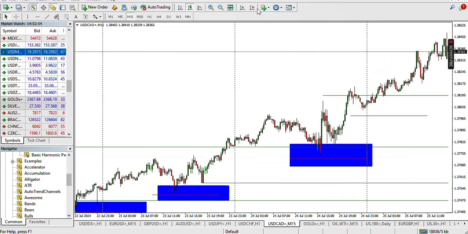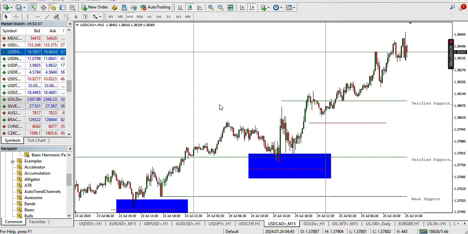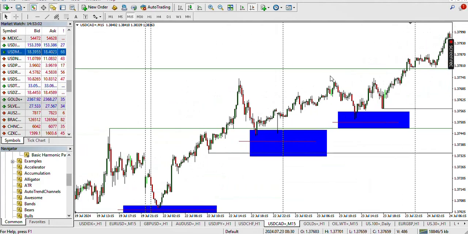Okay, so this is me on 15 minutes. Because there is a lot more information on the 15 minute chart, it allows you to take even more entries compared to the 1 hour time frame.